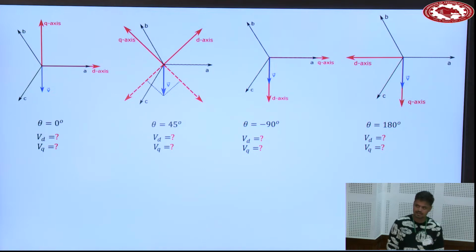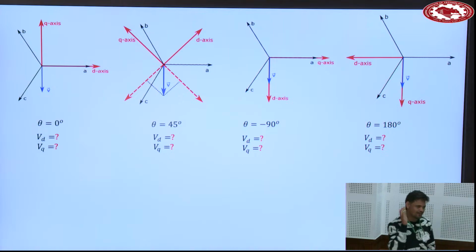Case number 3. You have placed your D axis 90 degrees behind the A phase axis. What will be D? What will be Q? VQ will be 0. VD will be the positive peak of the voltage. In the second last case, I have simply drawn it; you will never see this case. It is 180 degrees aligned from the A phase. But okay, VD will be 0 and VQ will be the positive peak of the voltage.